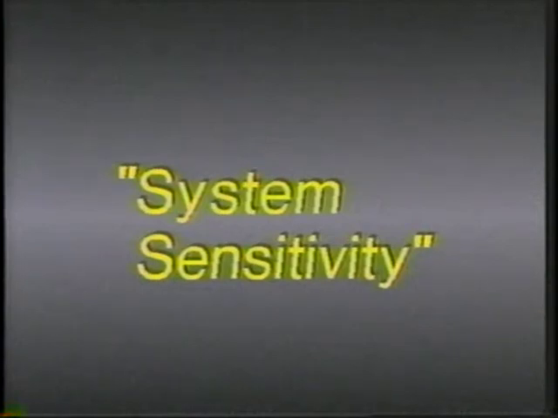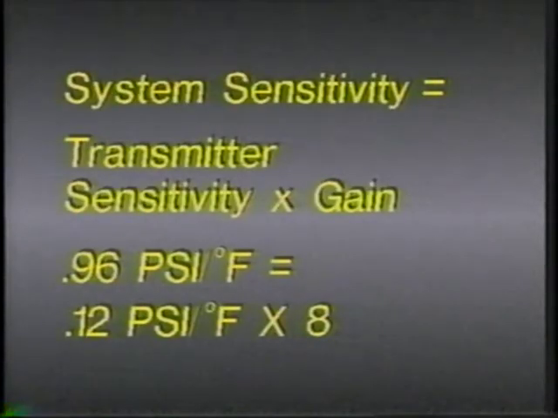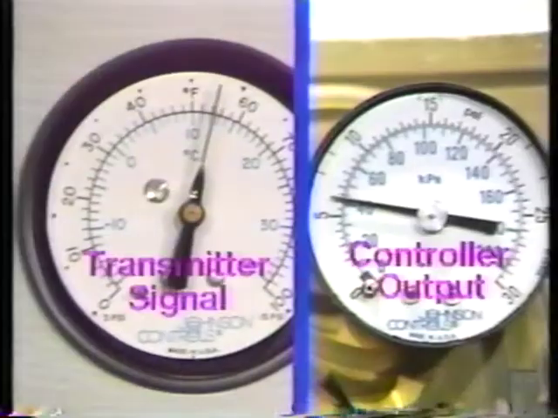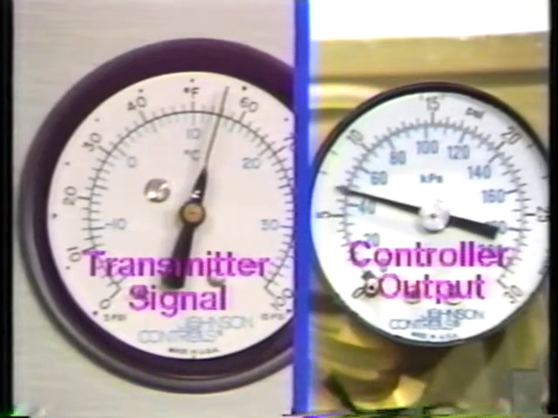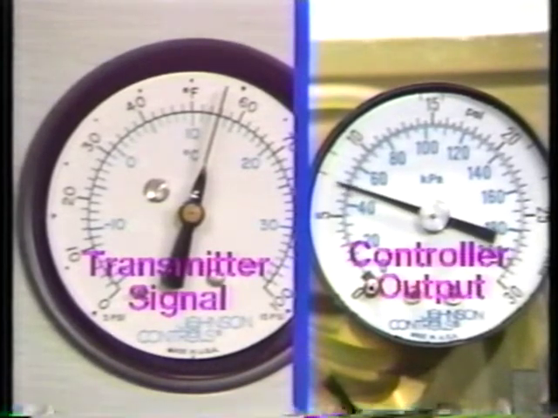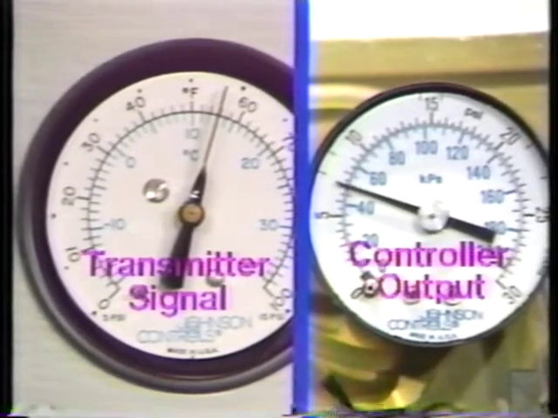This relationship between transmitter sensitivity and gain is expressed by a term called system sensitivity. System sensitivity equals the transmitter sensitivity times the gain. In our example, 0.96 psi per degree. The system sensitivity predicts how much the output pressure will change based on a 1 degree change in temperature at the transmitter.